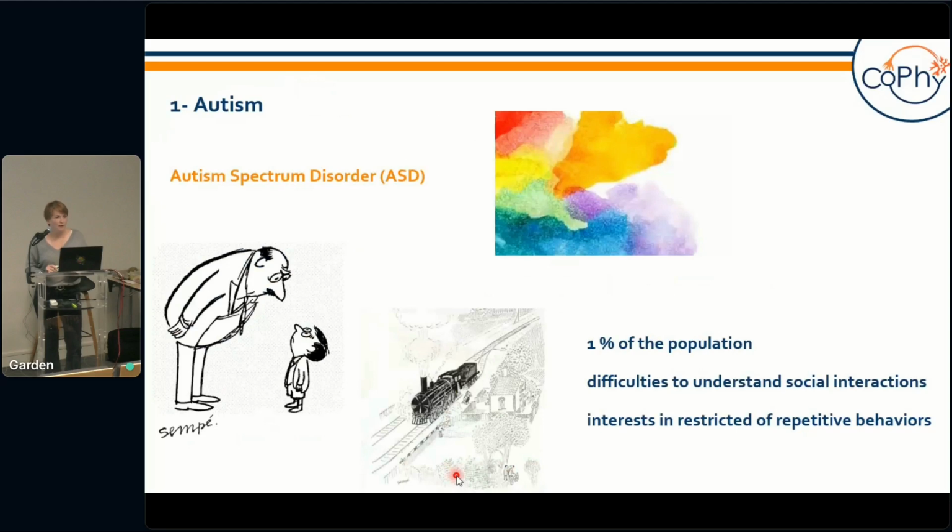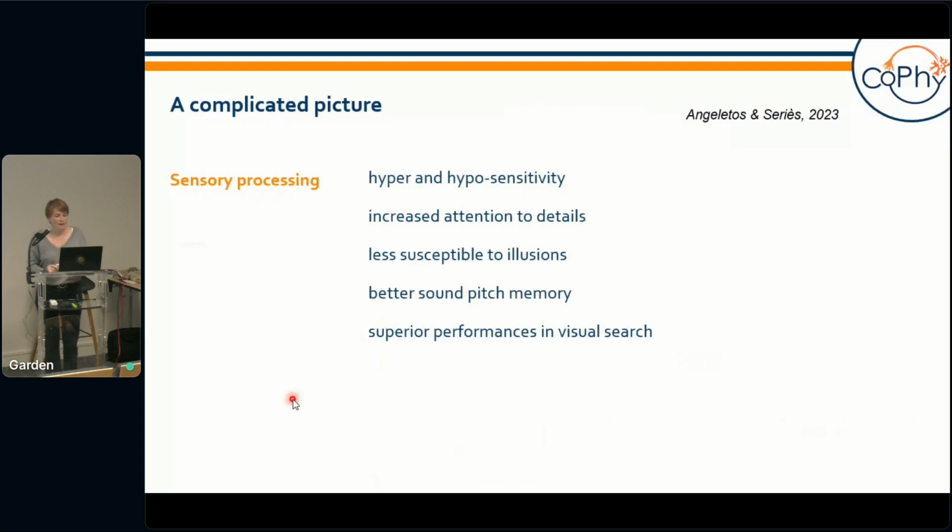The two main symptoms that you may have heard about pertain to some difficulties to understand social interactions, like difficulties to understand emotion, interpreting a gaze or a smile. And also, they have interest in restricted or repeated behaviors, like being passionate about trends, for instance. But these are two, I would say, big pictures. And as Series and her students describe in their review, it's a much more complicated picture.